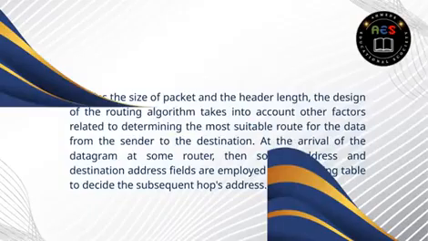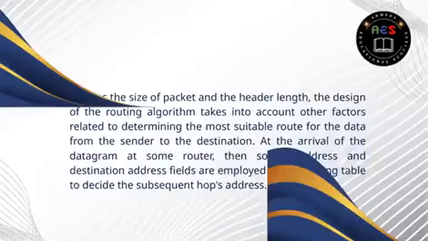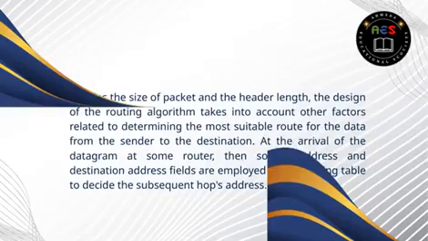At the moment a datagram arrives at a router, the router uses the source and destination address fields embedded in the packet. These addresses are crucial because they tell the router where the data is coming from and where it needs to go. The router then consults its routing table. Think of it as a map of the network to determine the best next step for the data. Essentially, based on the destination address, the router decides which neighboring router or node should handle the packet next.